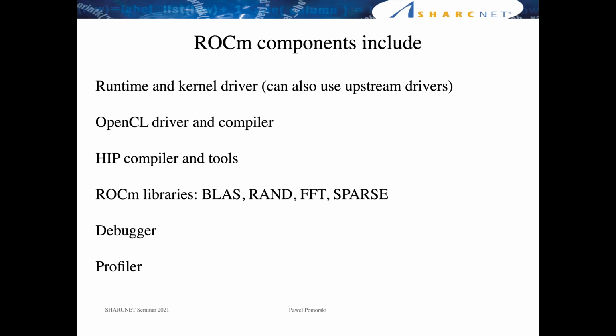ROCm is a huge set of programs, and I will only list some of them here. It includes runtime and kernel drivers, so software to actually talk to the GPU. It includes an OpenCL driver and compiler, so you can use OpenCL within ROCm if you want. Importantly, it includes the HIP compiler tools, and I'll be talking a lot about those. This is what you actually write your software in when you're using ROCm. It contains a rich set of libraries: BLAS, RAND, FFT, sparse, things you would expect. It also has a debugger and a profiler.